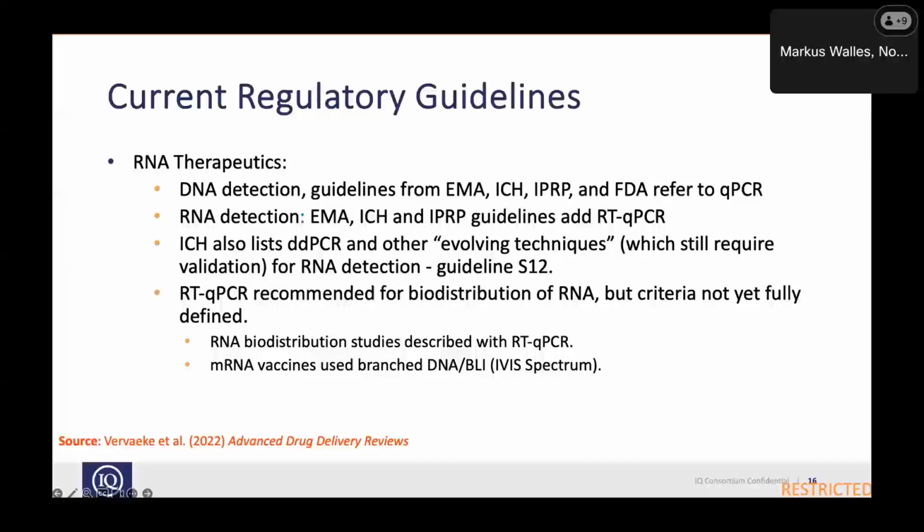Now we're getting towards the end of this section of the webinar. So in this slide, we provide a list of the current regulatory guidelines for mRNA distribution studies. The overall recommendation is for use of the RT-qPCR, although the criteria are not yet fully defined. In COVID-19 mRNA vaccines, the branch DNA assay and the BLI were used in biodistribution studies, obviously something important to consider, but they have their limitations, as we briefly discussed.